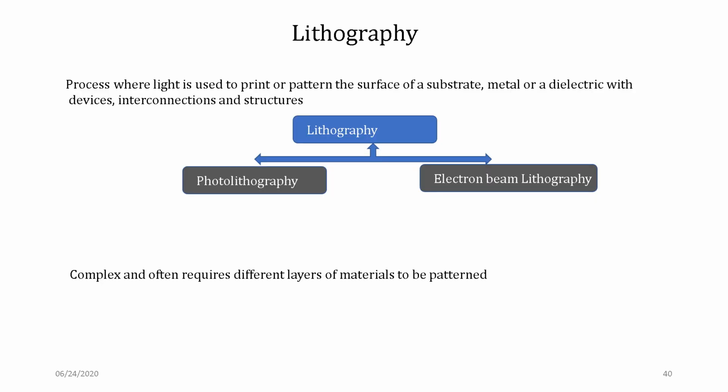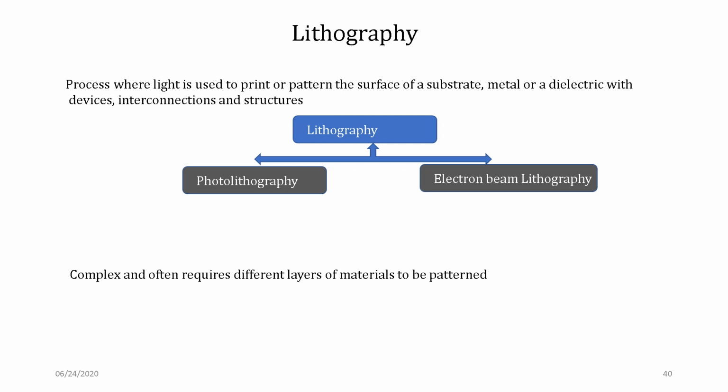So in lithography, it's a process where light is used to print or pattern the surface of a substrate, metal or a dielectric, with devices, interconnections and structures which are very complex and which can be multi-layered also. And basically two types of lithography are there. One is photolithography, another one is electron beam lithography. We will deal with photolithography here now.